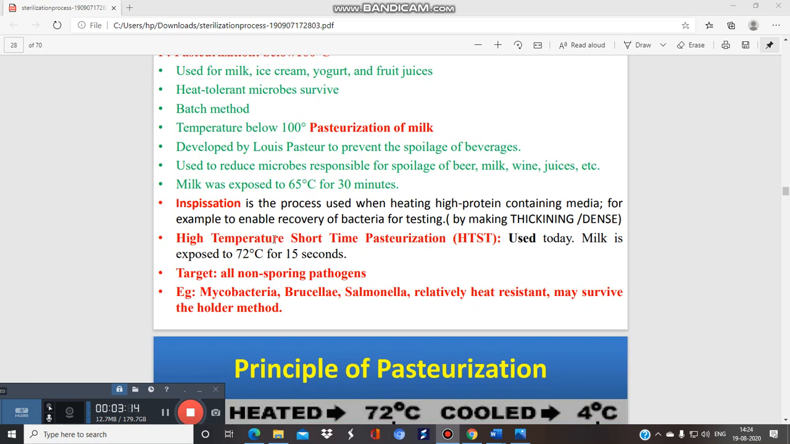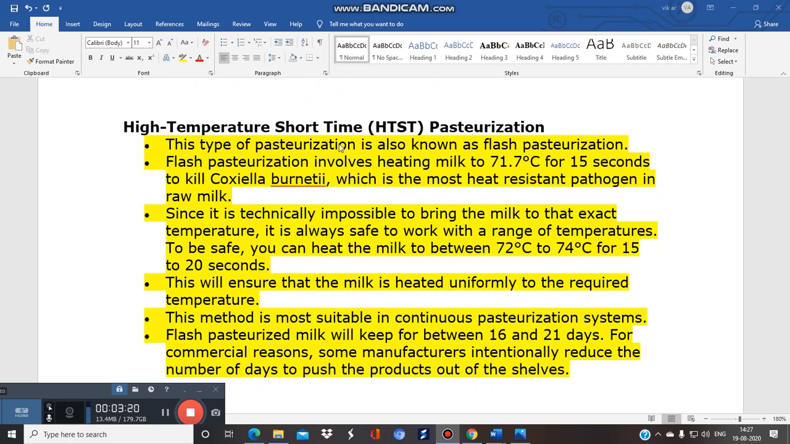So why high temperature short time? Because high temperature is only for 15 seconds. So HTST is one of the methods of pasteurization of the milk. And it is also known as flash pasteurization, which involves heating milk to the exact temperature of 71.7 degrees Celsius for 15 seconds. This is important. Coxiella burnetii is the most heat resistant pathogen present in raw milk.